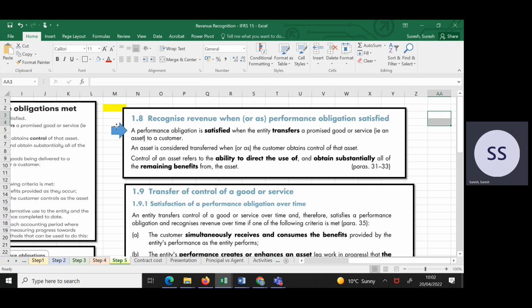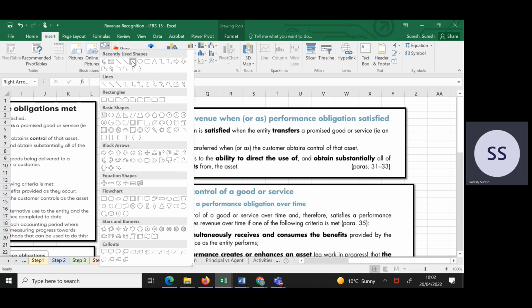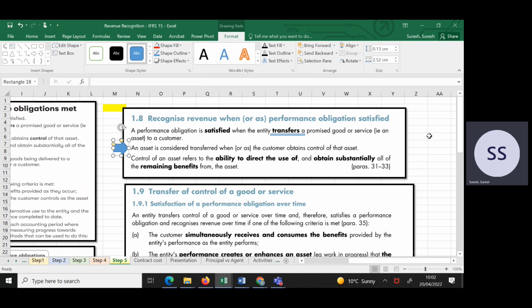So if we move on further, an asset is considered transferred when... The first one, the performance obligation is completed when I transfer the goods, the box, to you. When I give the box to you, that's where the performance obligation is considered completed. So what do you mean by transfer, right? For example, if I'm giving you an asset, when I send you an asset, transfer means you are having complete control of that asset. That's what transfer means.